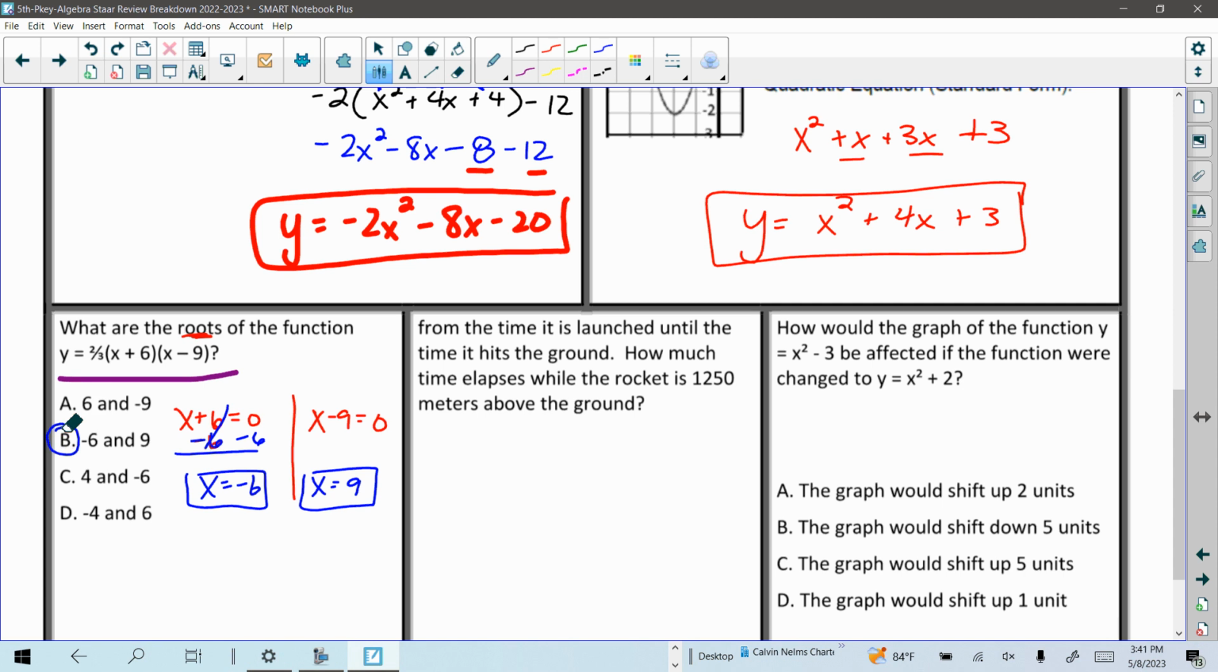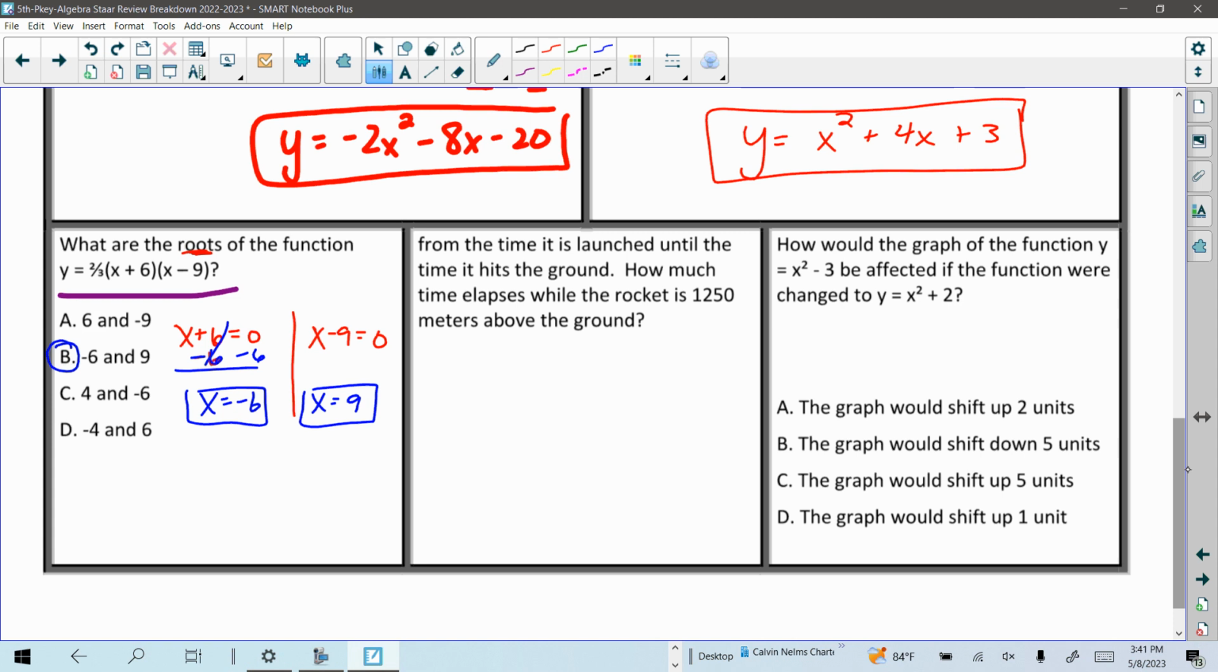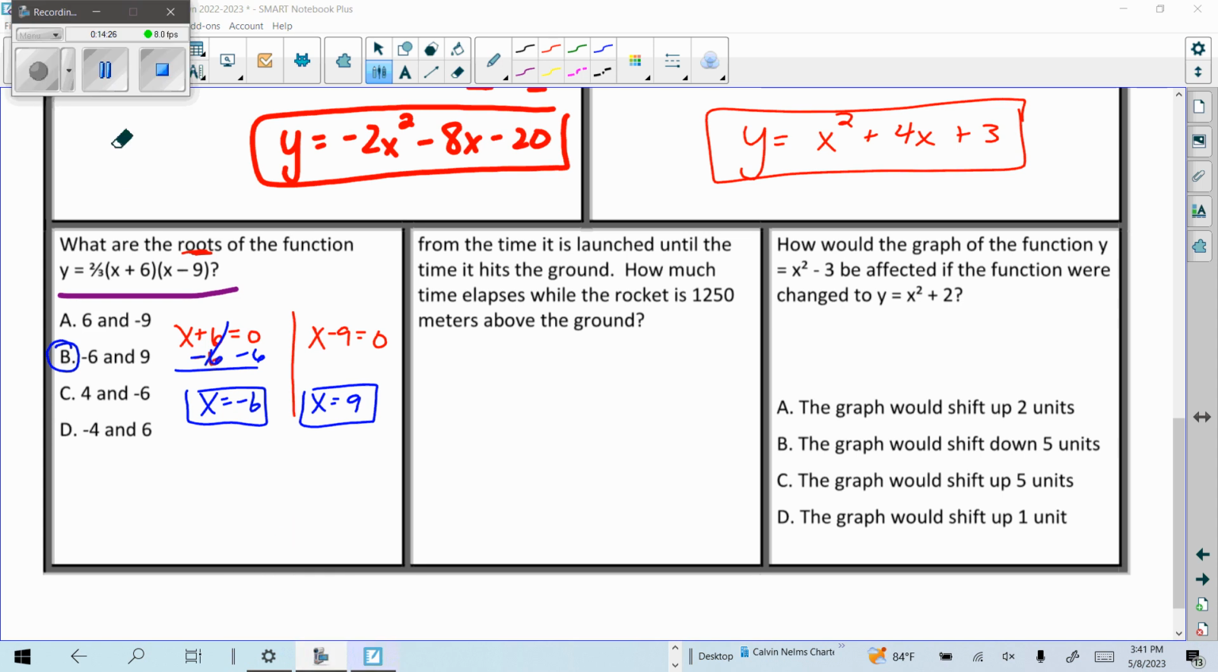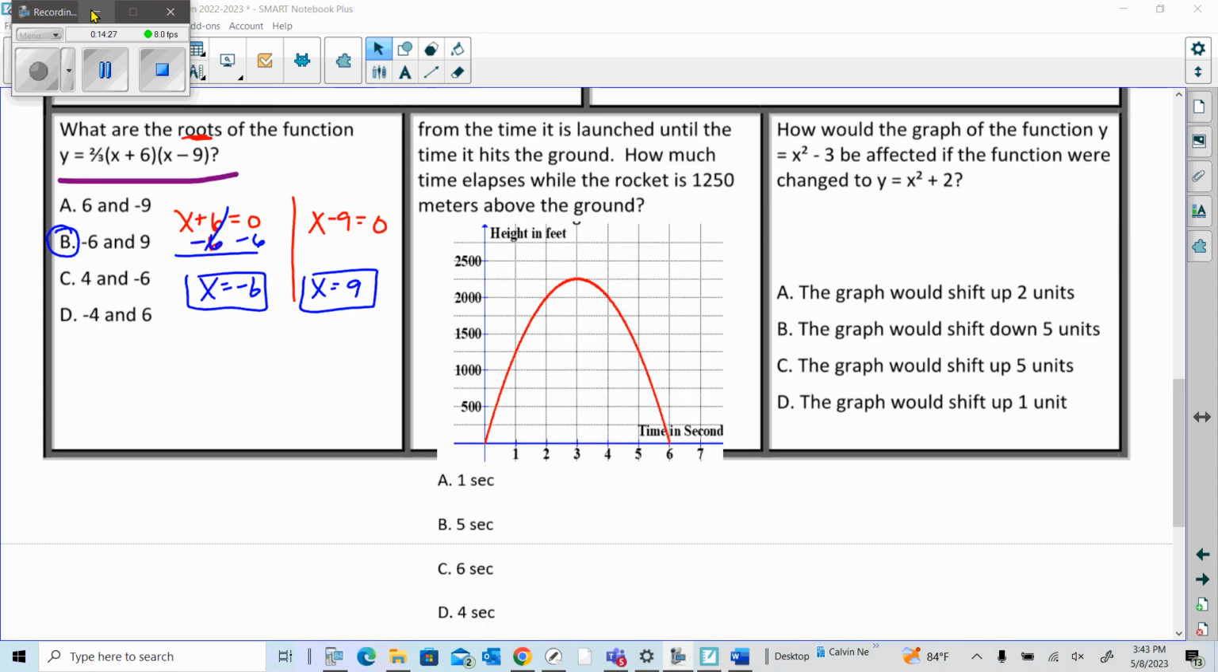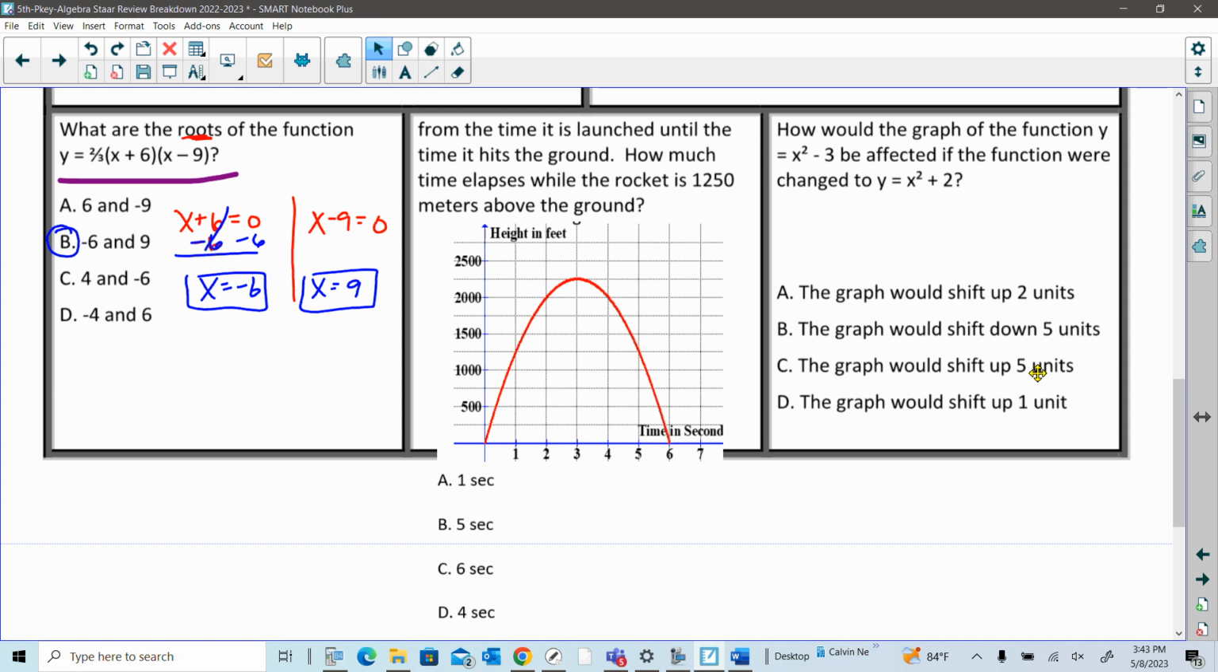Now, I think I'm missing something in here, and I am. So hold on, let me get to the graph because I just realized it's missing. Okay, so I had to add this picture, because I believe on your packet you do have the picture. And so they said, how much time elapsed while the rocket is 1,250 meters above ground?